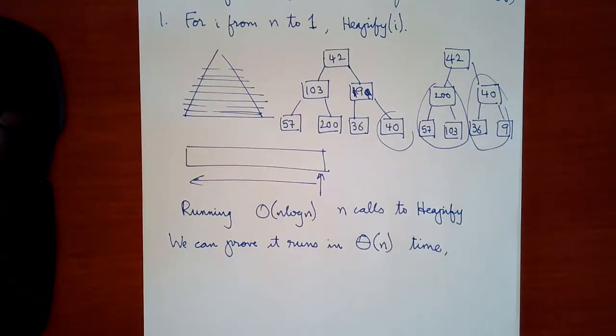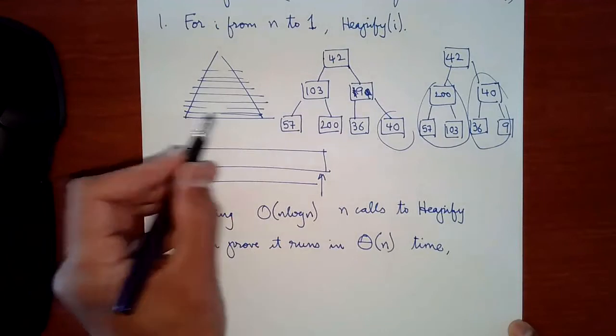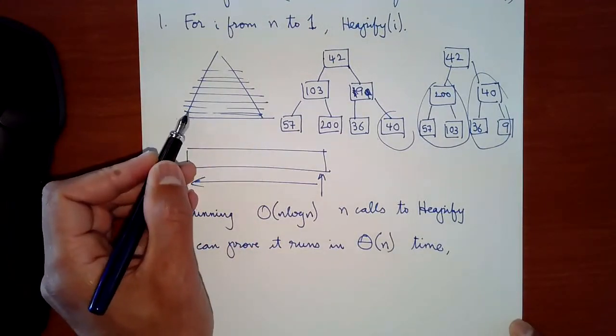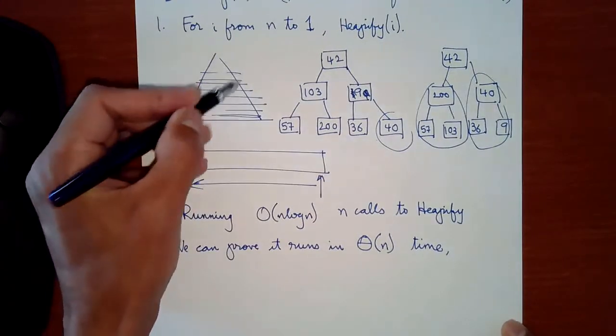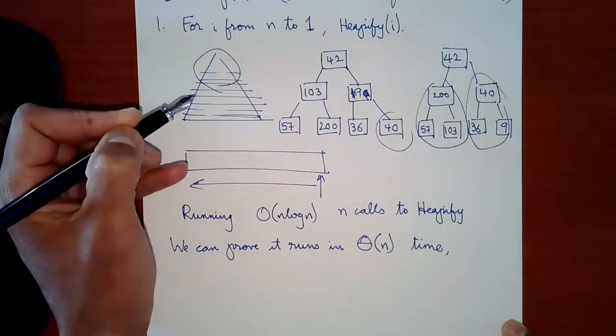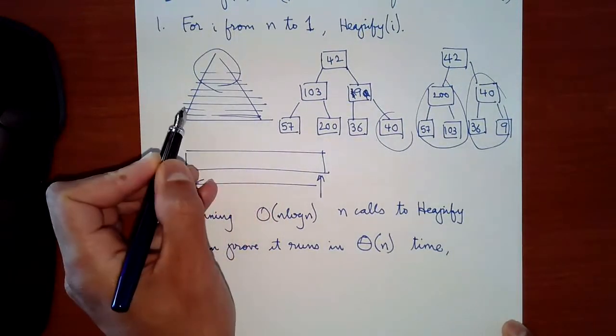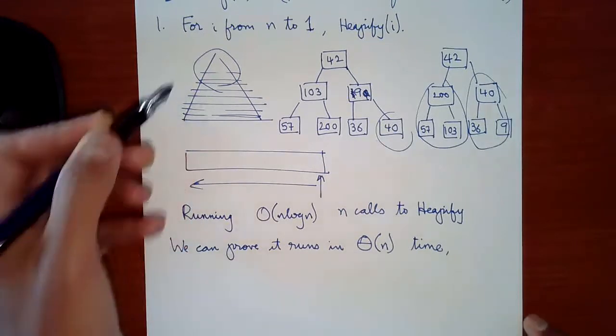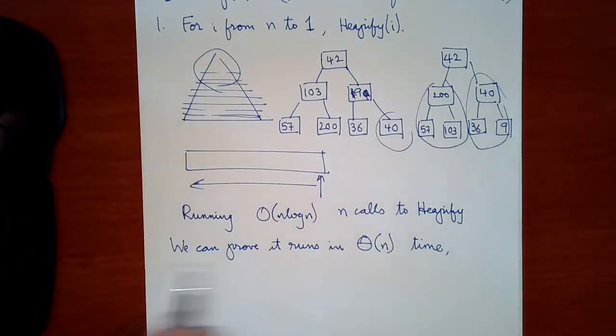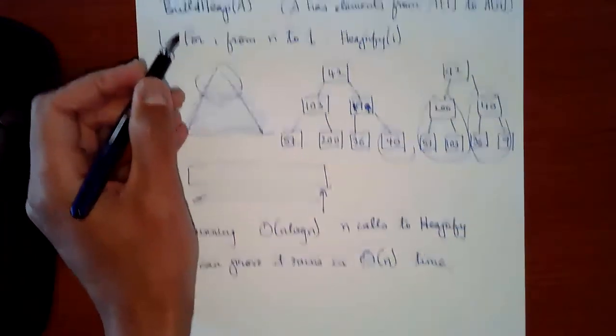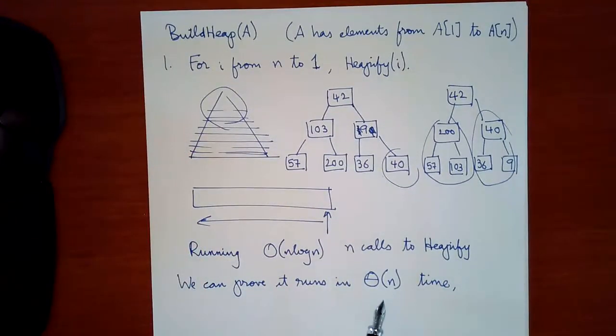But the proof is more complicated because it turns out the Heapify calls at the bottom are actually much faster than log n. It's only the Heapify calls at the top that are taking time. The Heapify calls at the bottom are actually quite quick. And so if you carefully do the math, you can prove that build heap runs in linear time.